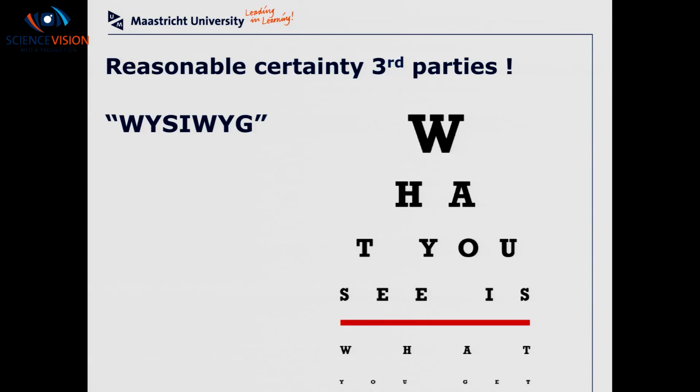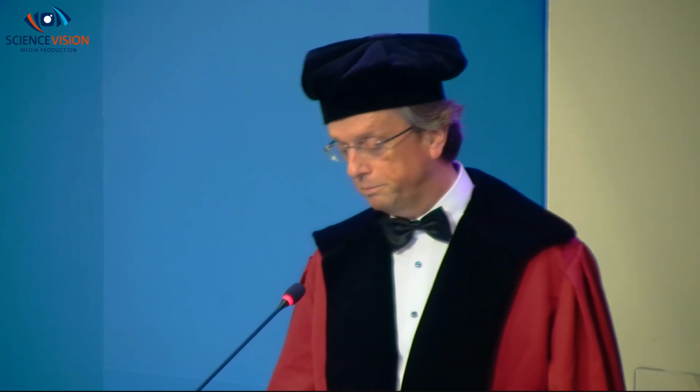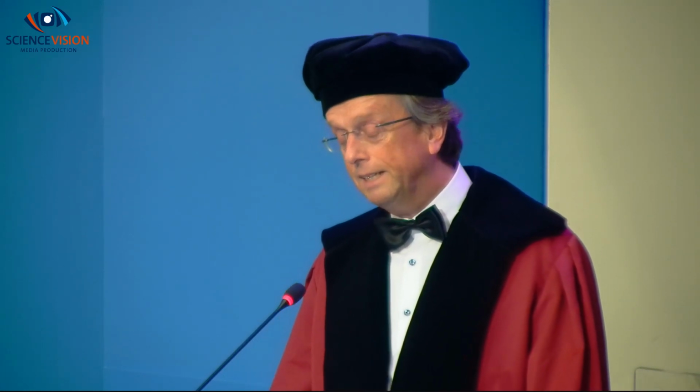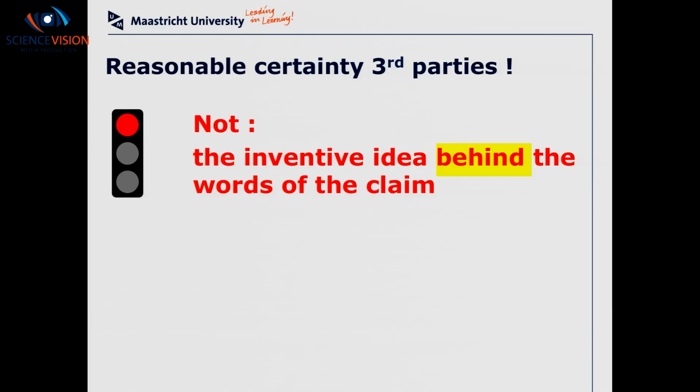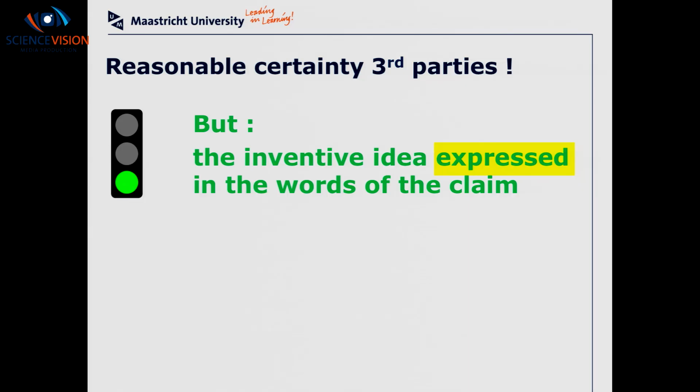I should be able to read that claim, and that language should make it clear to me where the scope of protection stops. If you take that perspective, it's also clear that the inventive idea behind the words of the claim cannot be the scope of protection. Nevertheless, that's what courts do. I think you should limit that to the inventive idea as expressed in the words of the claim.